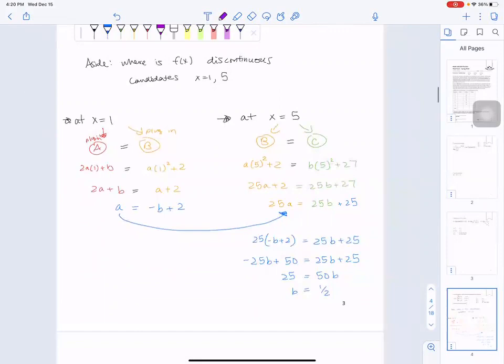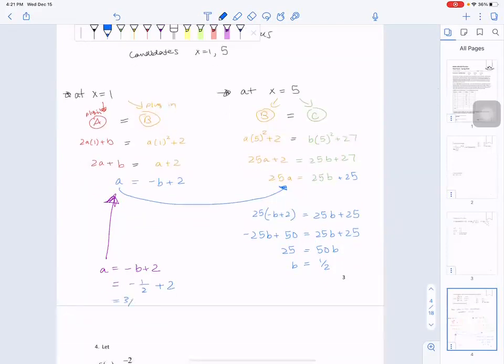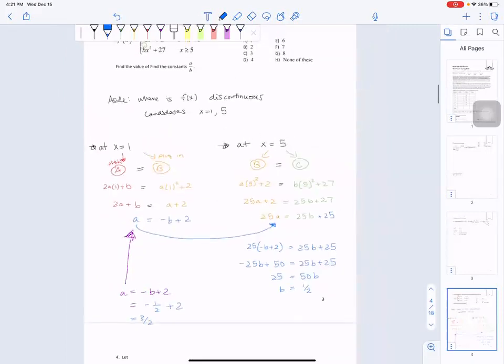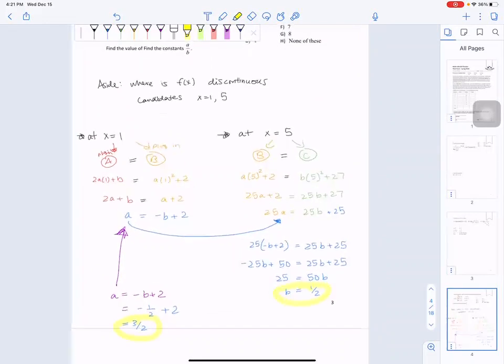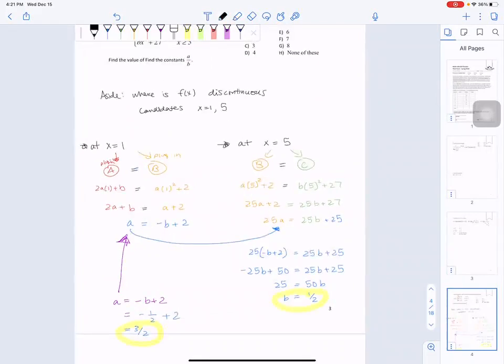And now we got B equals 1/2. How do we get A? Using the same formula. A we said was negative B plus 2. We just found that B is 1/2. Add 2. So this gives you 3/2. So A is 3/2 and B is 1/2. What was the question asking for? It was asking for A over B. So A over B is 3/2 divided by 1/2. You're dividing by a fraction, so multiply by the reciprocal. These cancel and give you 3. So the correct answer here is C, 3.